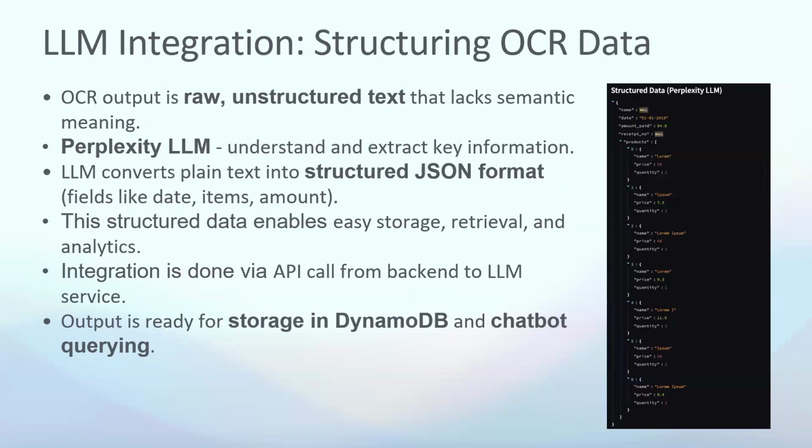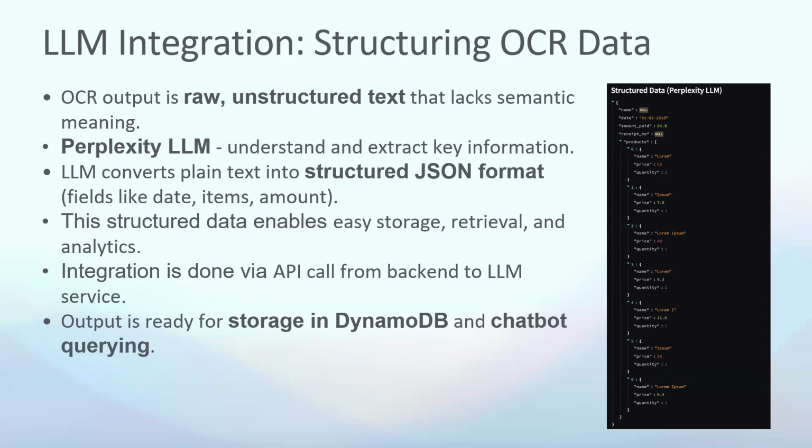After that, we'll be moving on to structuring the OCR data. After the OCR engine extracts the text from the receipts, the next challenge is making the data usable. The OCR output is just a string of characters. It lacks structure, meaning, and context. That's where our integration with the Perplexity LLM comes in, which we use to take unstructured text and convert it into JSON format.